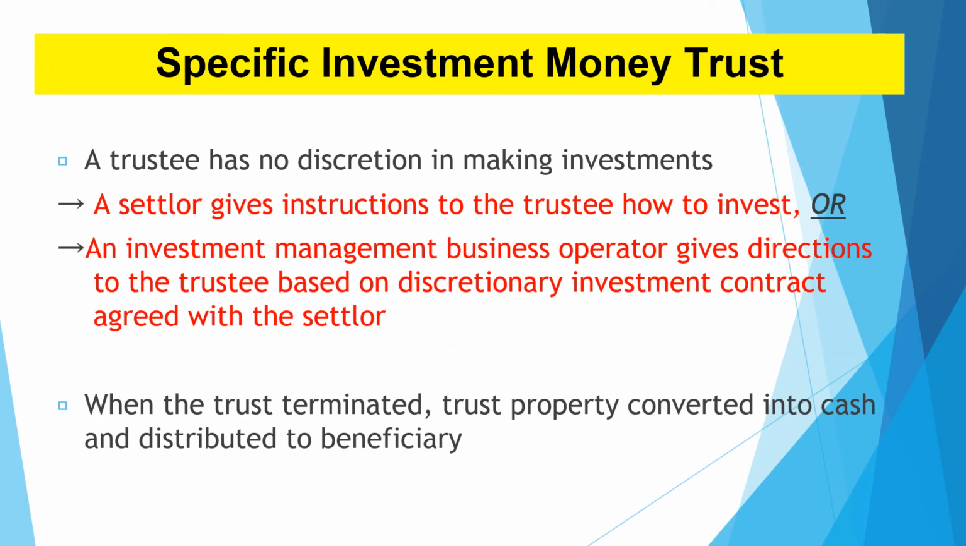Next, specific investment money trusts. Unlike the fund trust, a trustee has no discretion in making investments. A settlor gives instructions to the trustee how to invest. In some cases, a settlor and investment management business operator conclude discretionary investment contracts, and the investment management business operator gives directions to the trustee based on the contract. When the trust is terminated, trust property is converted into cash and distributed to the beneficiary in cash.